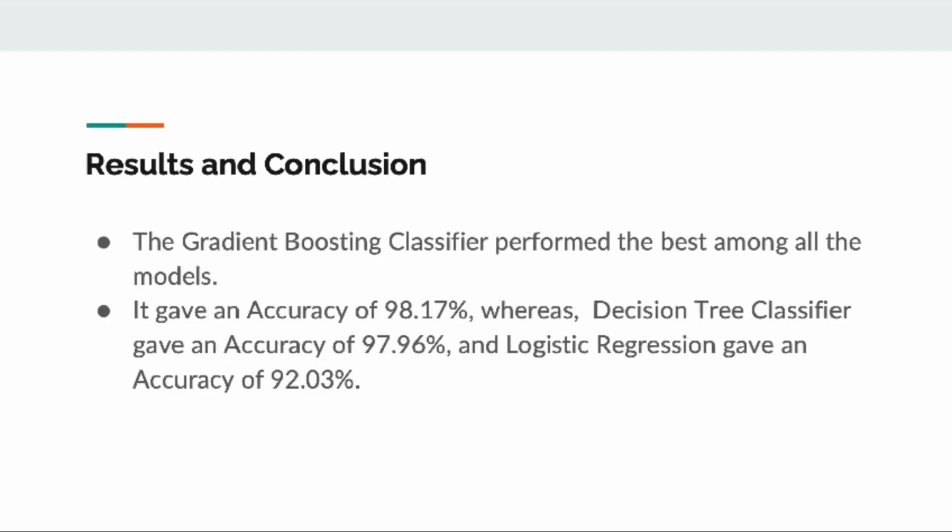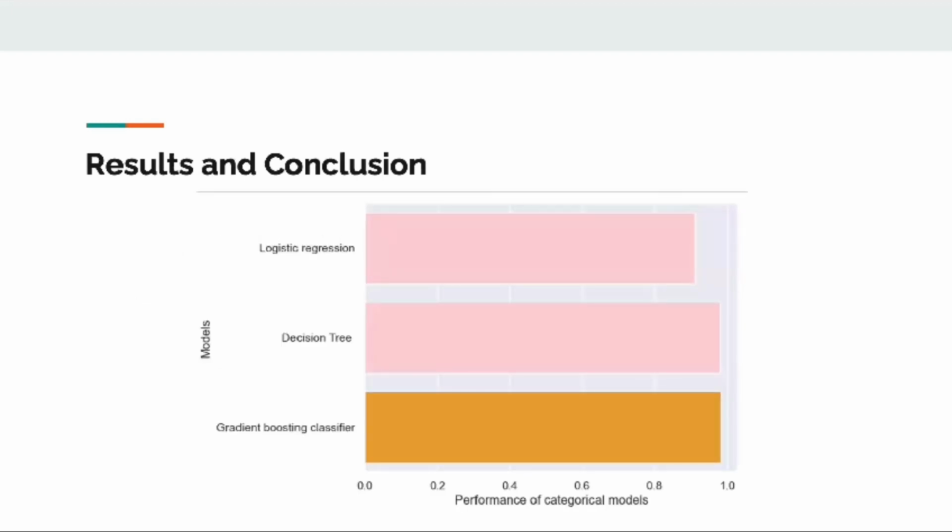In conclusion, our project showcases the effectiveness of machine learning in predicting Kickstarter project success. The gradient boosting classifier emerged as the top performer, providing valuable insights for project creators and potential backers. These findings contribute to the growing intersection of technology and crowdfunding, fostering a more informed and successful Kickstarter community.